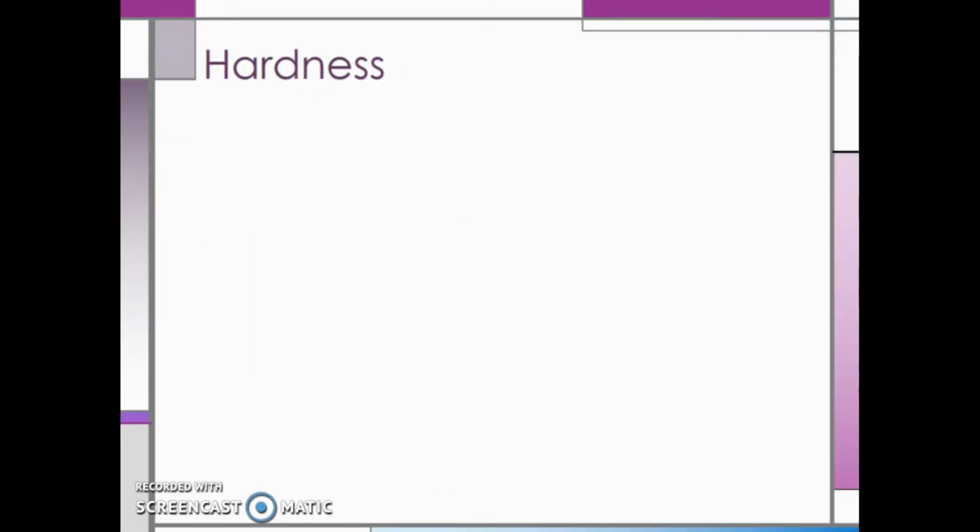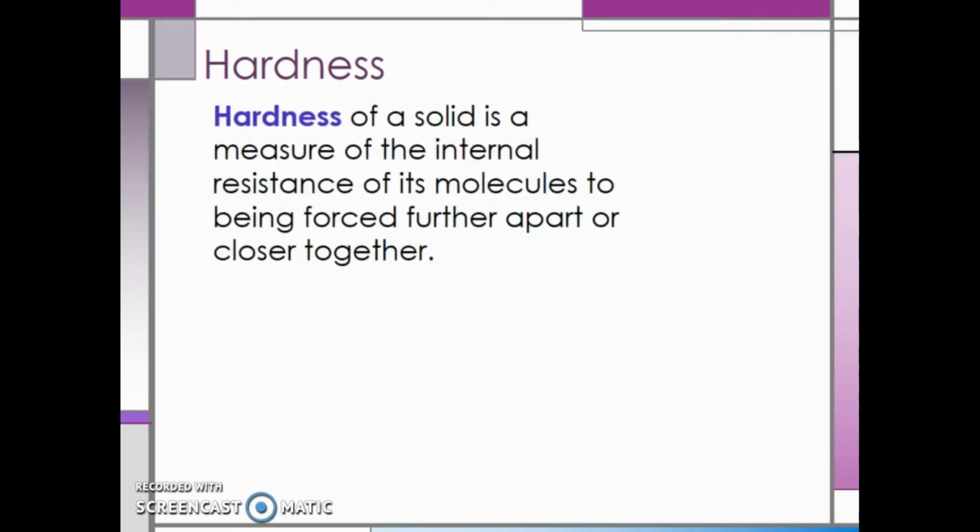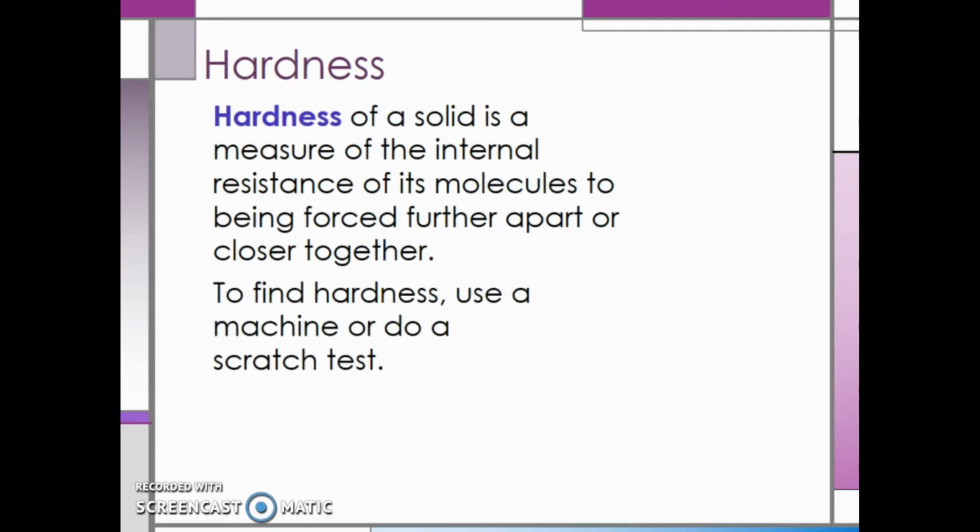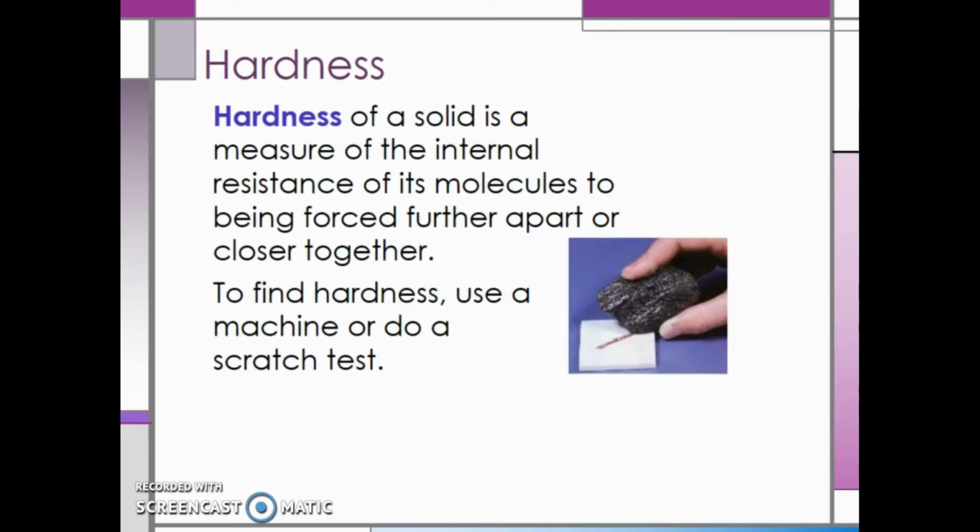Next, the hardness of a solid is a measure of the internal resistance of its molecules to being forced further apart or closer together. Hardness is also a measure of resistance to pressure. To find the hardness of an object, you can use a machine or perform a scratch test.